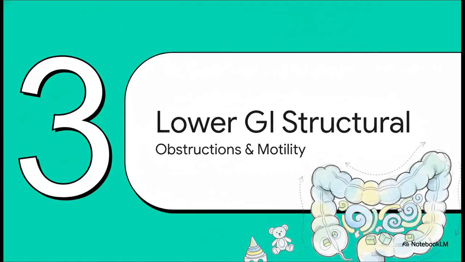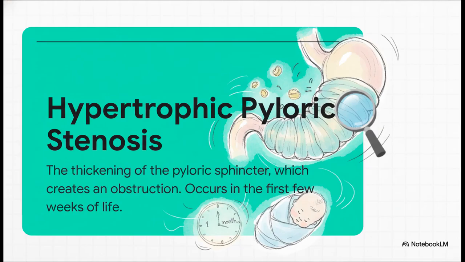Okay, we've covered the top half. Now let's travel down the GI tract and look at some of the classic blockages and movement issues you'll find in the lower GI system of kids. Our first stop is hypertrophic pyloric stenosis.